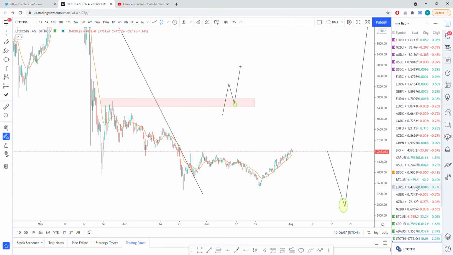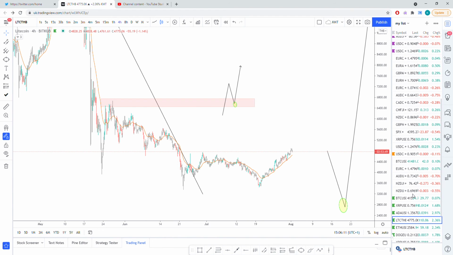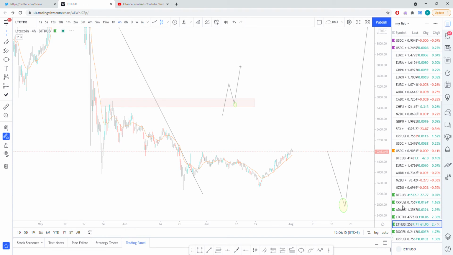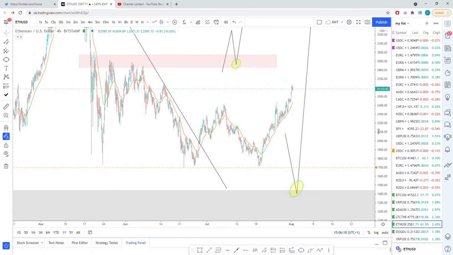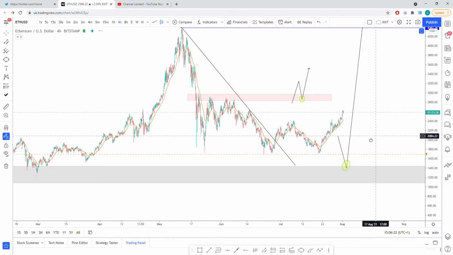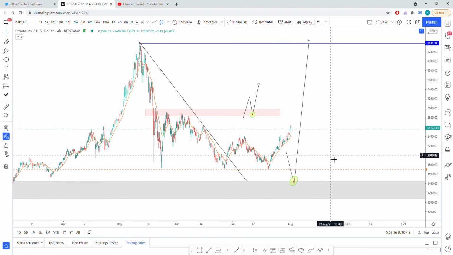So yeah, moving on now to take a look at Ethereum. Sorry about that. Yeah, so Ethereum. Essentially, potentially waiting for this turnover still.